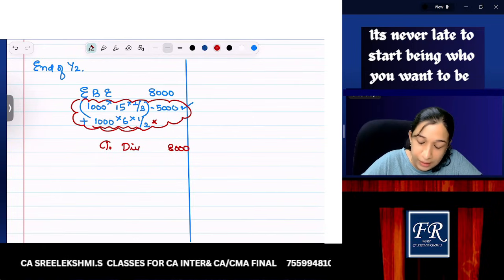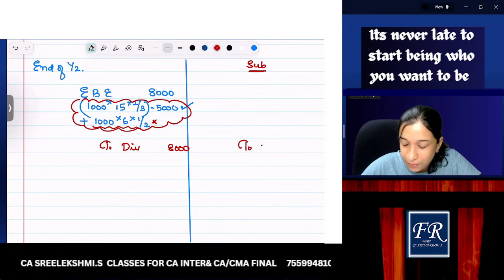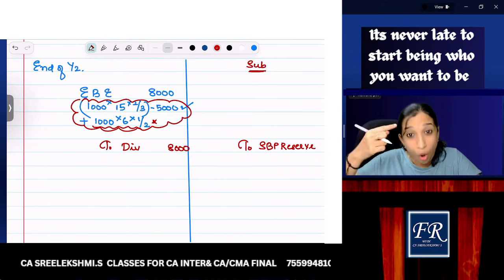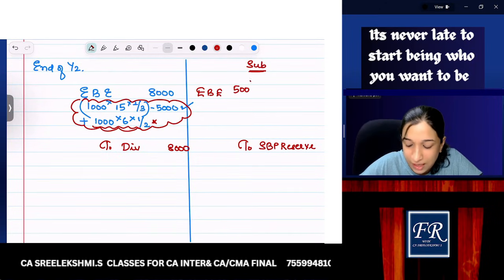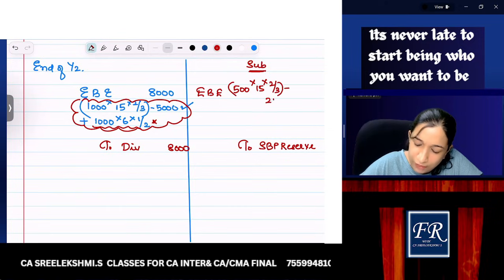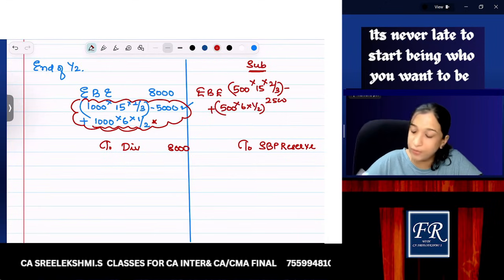And in the books of subsidiary company, what will be the journal entry? Subsidiary should issue shares to its own employees and also to the parent company's employees. So employee benefit expense should come for sure. My employees, how much should be given to my company's employees? 500 into 15 into 2 by 3 minus 2,500 already recognized. And also to my employees 500 into 6 into 1 by 2. So how much is it coming to?